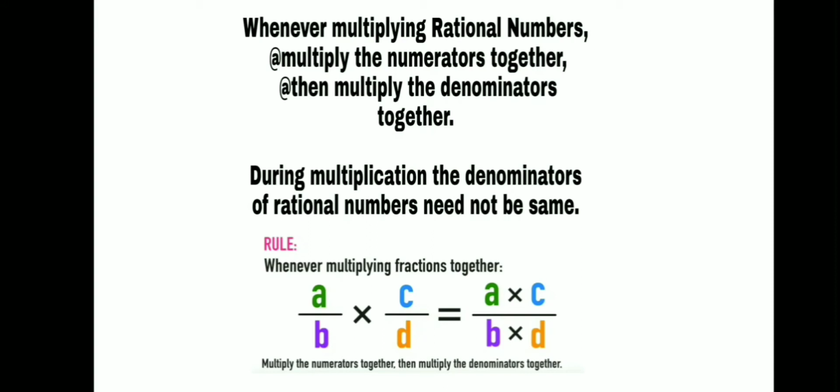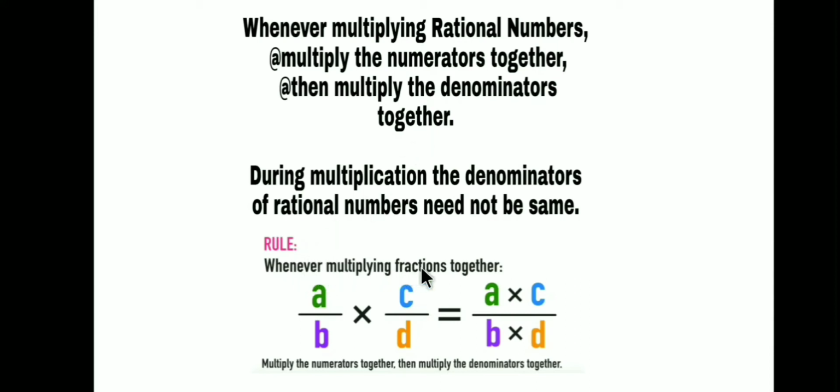But in multiplication, we will not make the denominators common. They may be different. Even if they are not the same, we will perform the multiplication process. So in the case of multiplication of rational numbers, the denominators need not be the same. They may be the same, they may be different. So we do not have to make the denominators the same in multiplication.